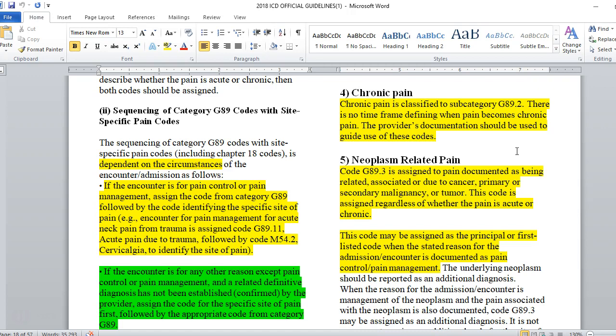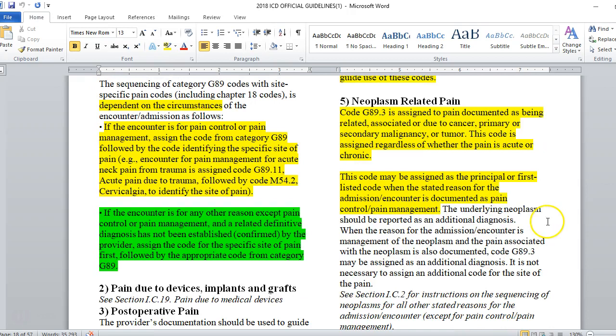It goes on to tell us, this code may be assigned as the principal or first listed code when the stated reason for the admission is documented as pain control or pain management. The underlying neoplasm should be reported as an additional diagnosis. So again, we don't forget the neoplasm code, it just can also go first. Why? Because we're going in for pain control and pain management. Again, remember, what's the main reason for the encounter?